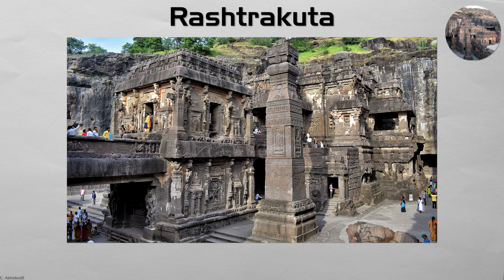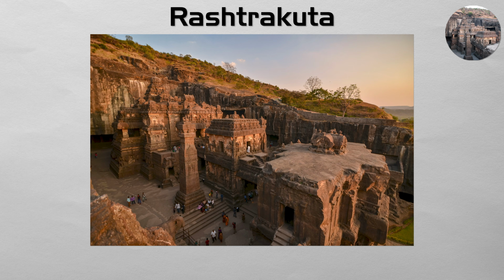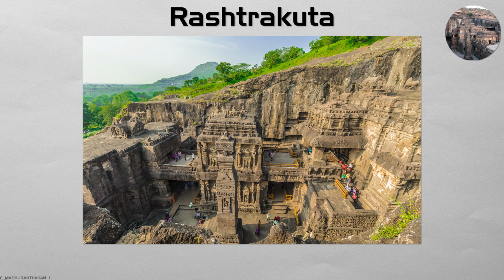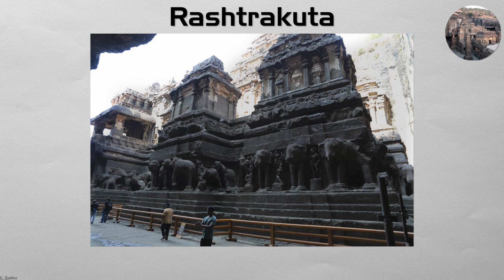Rashtrakuta. The pinnacle of rock-cut architecture was achieved by the Rashtrakuta dynasty at the Ellora Caves. Their masterpiece, the Kailasa Temple, is the single largest monolithic sculpture in the world. This is not a building that was constructed, but an entire temple complex that was excavated, carved top-down from a single massive cliff face. The style is defined by its sheer ambition and sculptural power, creating Dravidian-style vimanas, pillared halls, and life-sized elephants, all from one continuous piece of rock.